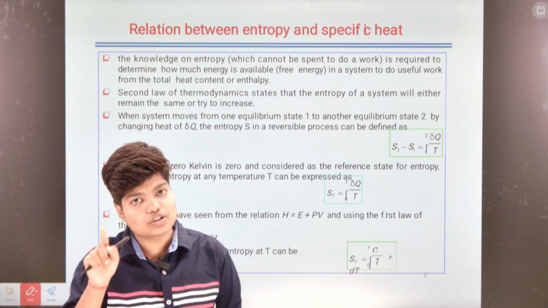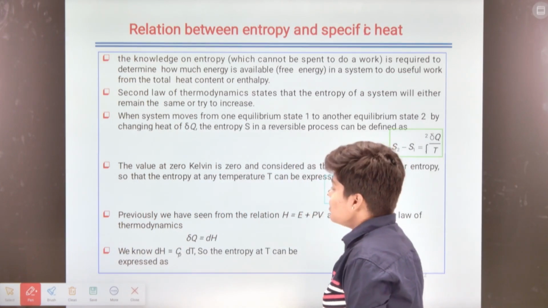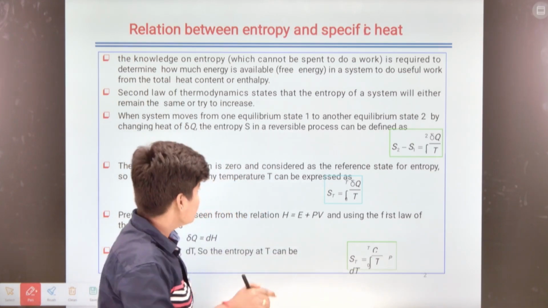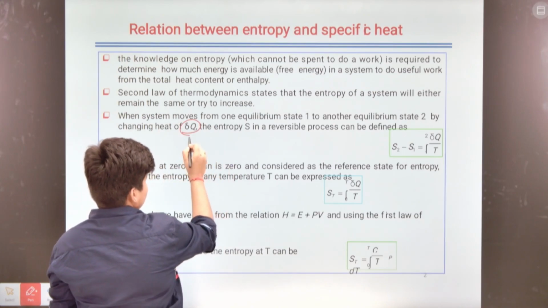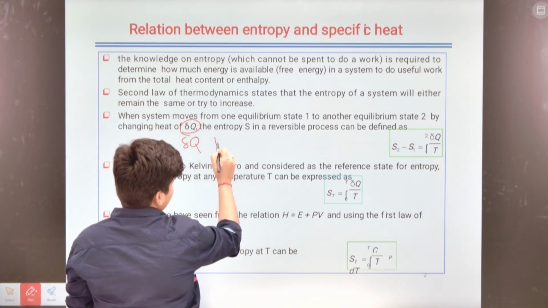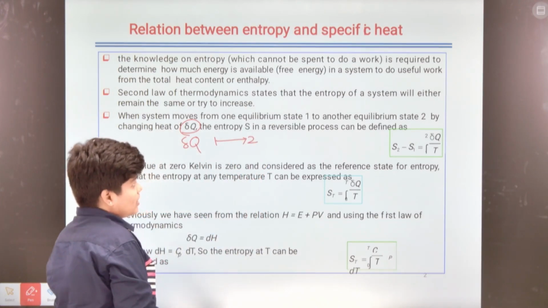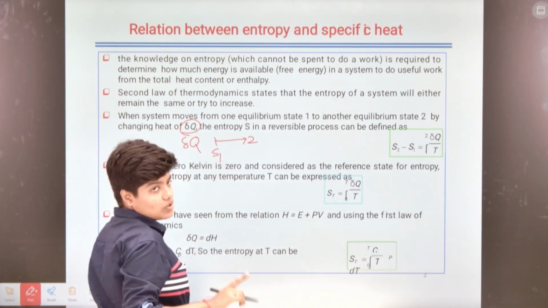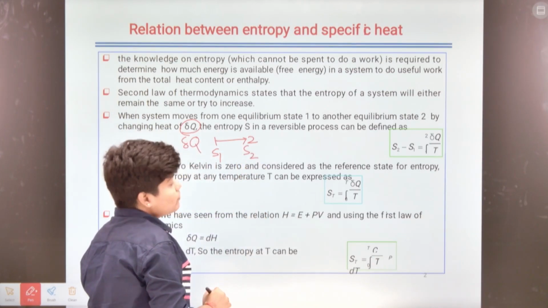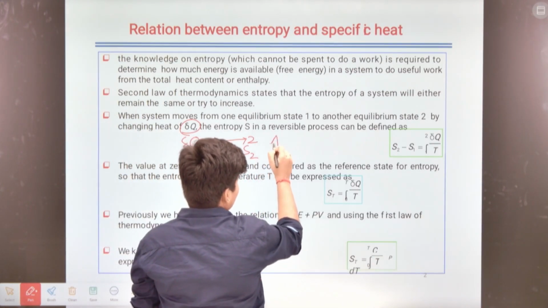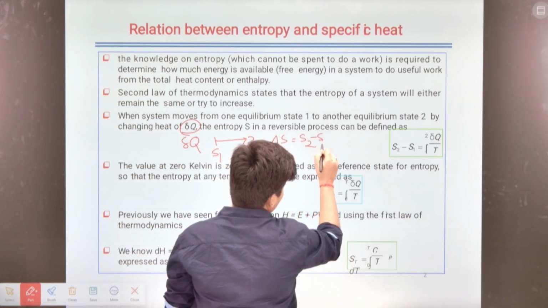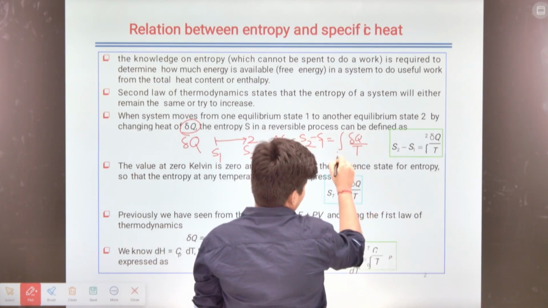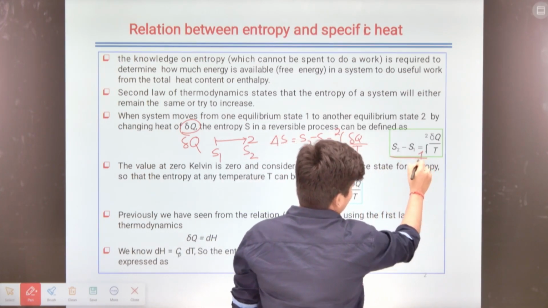You know the formula dS is equal to dQ by T. Now let the system go from equilibrium state 1 to equilibrium state 2 by changing a small, infinitesimal amount of heat. Then how can we calculate the entropy change? Let S1 be the entropy for equilibrium state 1 and S2 be the entropy for equilibrium state 2. So the difference of entropy, that is S2 minus S1, from the second law of thermodynamics, you remember, is the integral of delQ by T from equilibrium state 1 to equilibrium state 2, this equation.